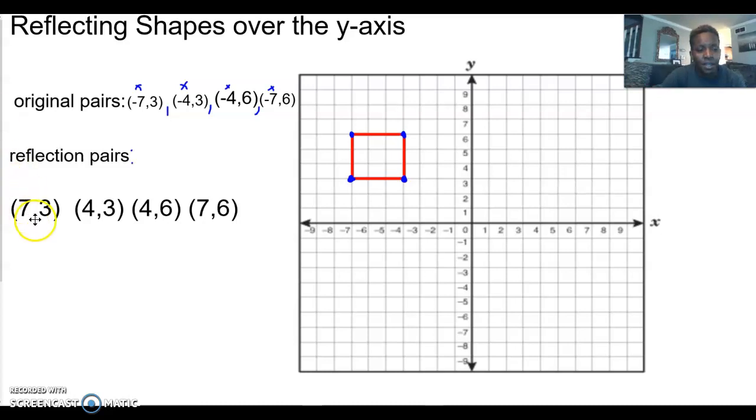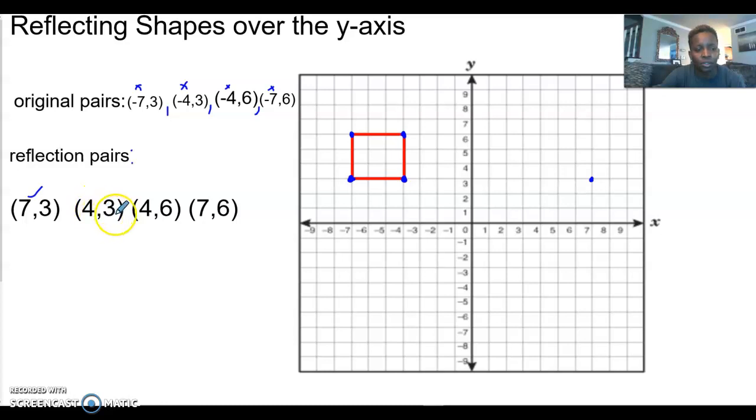We have 7, 3. So I'm going to go over 1, 2, 3. Hang on, let me get my marker. 1, 2, 3, 4, 5, 6, 7. And then I'm going to move up 3 on the y-axis. 1, 2, 3. And I'm going to plot my first vertex because these are going to help me create my shape. Then, so I've just plotted that one. I put a check. I go to this one.